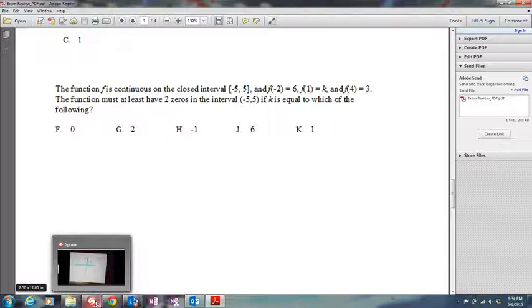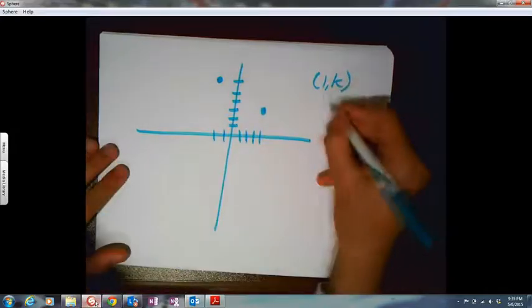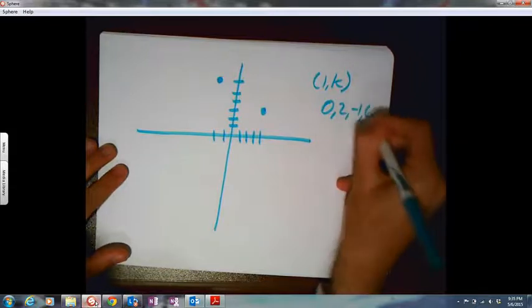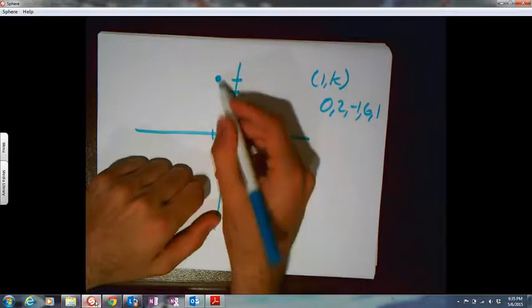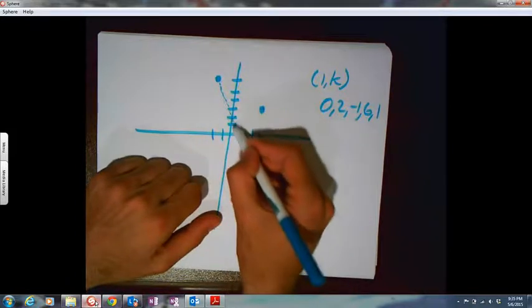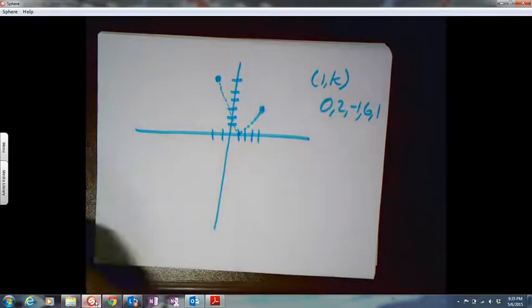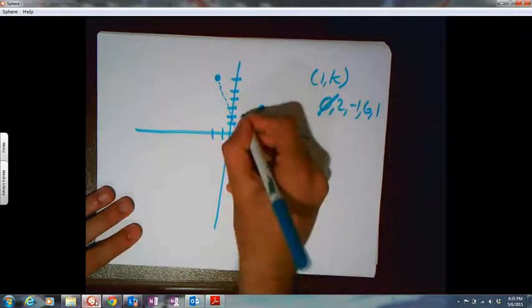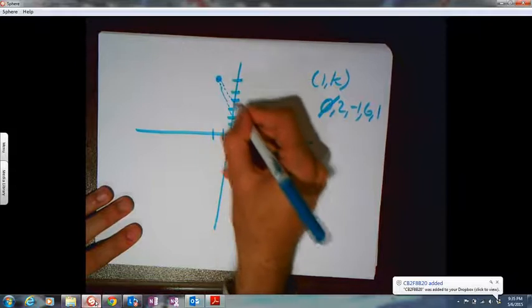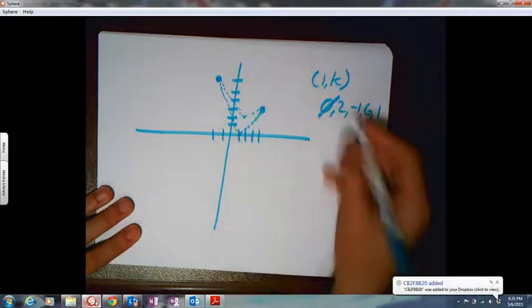Well, the possibilities for k are 0, 2, negative 1, 6, 1. If k is 0, that means it's here. This could just have one root. And they're asking me which one has to have two roots, so that's out. k could be 2. That would be here. That's out, because that has 0 roots.